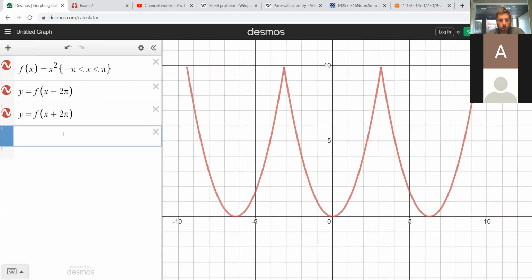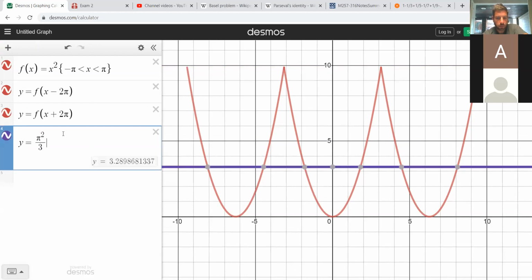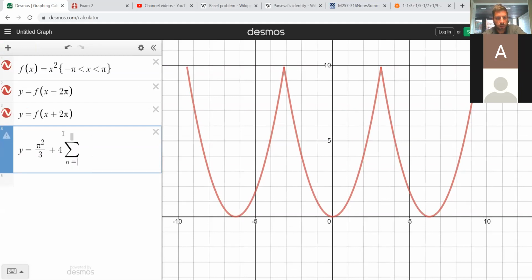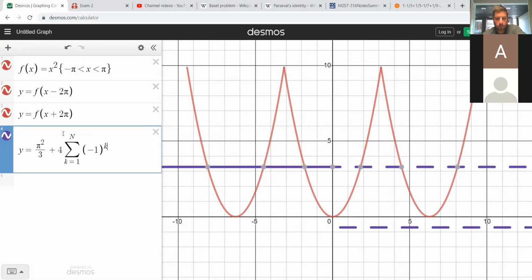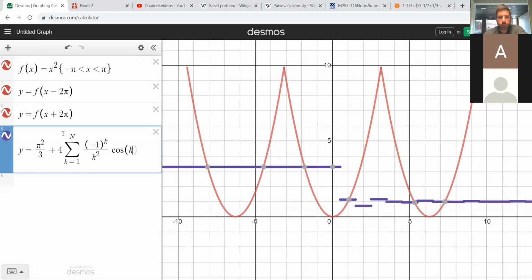Okay, now what I want to do is I want to look at my sum. So I have this new thing, which is y equals pi squared divided by 3 plus 4, and then it's the sum. So let's sum. K goes from 1 to some number n, which we'll make it change. And then this is -1 to the k divided by k squared, and then this is cosine of kx.